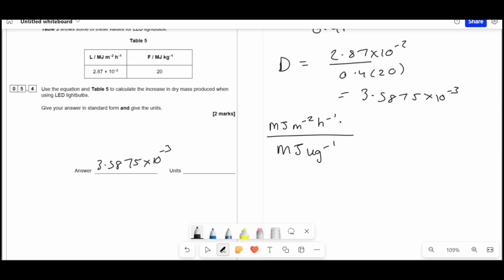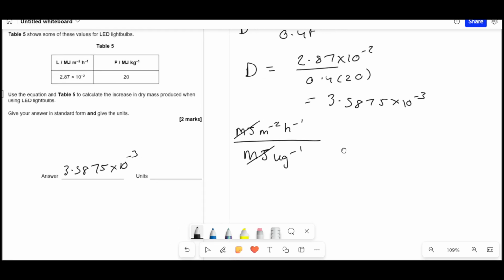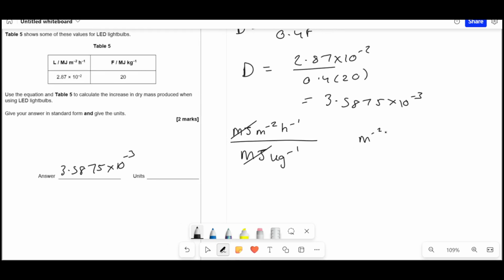When you're dividing like indices, you subtract. For example, 2 squared over 2 to the 4 is 2 to the 2 minus 4, so 2 to the minus 2. You can do it that way, or think step by step. First of all, the MJs cancel out, and we're left with meters to the minus 2, h to the minus 1, divided by kilograms to the minus 1.